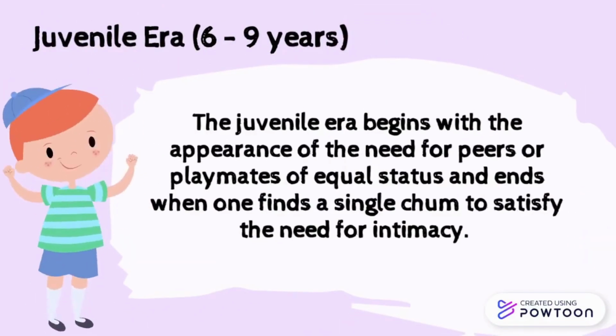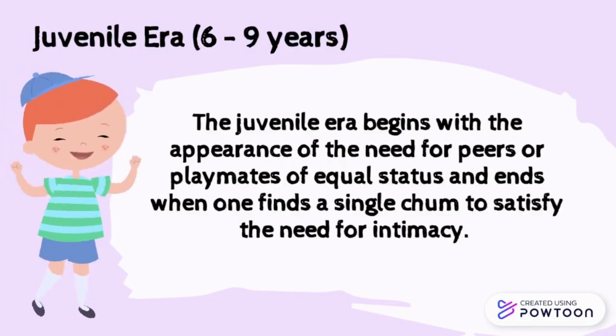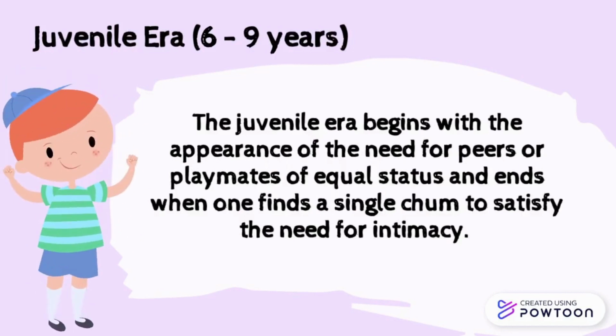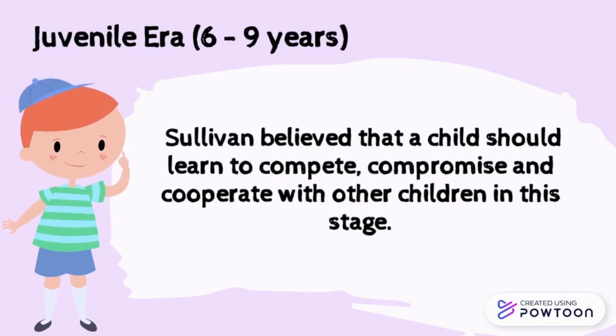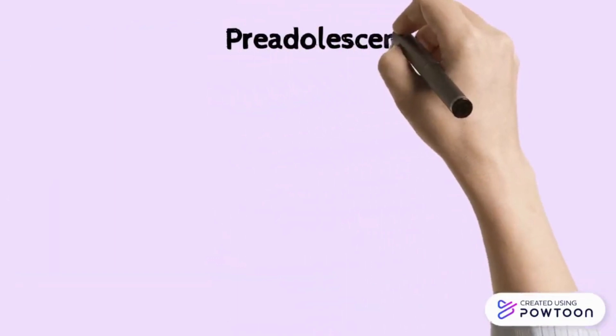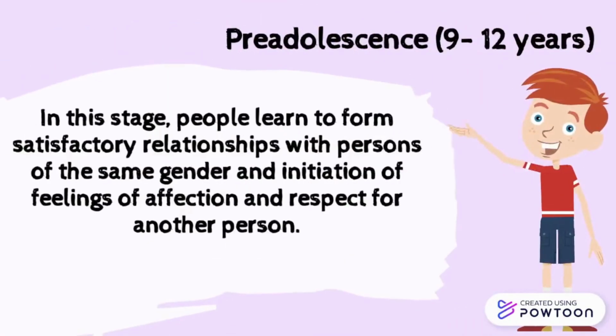The juvenile era begins with the appearance of the need for peers or playmates of equal status and ends when one finds a single chum to satisfy the need for intimacy. Sullivan believed that a child should learn to compete, compromise, and cooperate with other children in this stage. The fourth stage is pre-adolescence from 9 to 12 years.